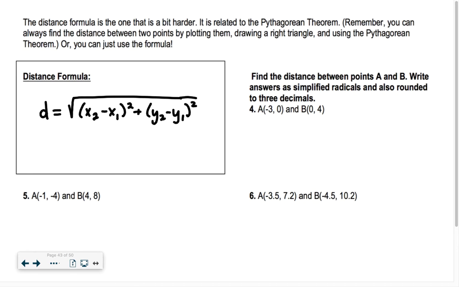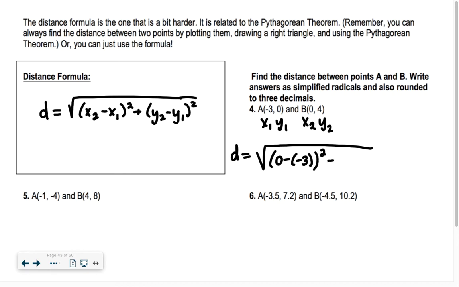Okay, so it says find the distance between points A and B. Write the answer as a simplified fraction or simplified radicals and also rounded to 3 decimals. So you can call this x1, y1 if you want, and x2, y2 if you want. But really you're just taking your 2 x values and subtracting them. So you're going to have 0 minus -3, and then we're going to square it. And then we have 4 minus, I guess I did it in a different order than before, but that's okay. There's a plus in between. It doesn't matter.